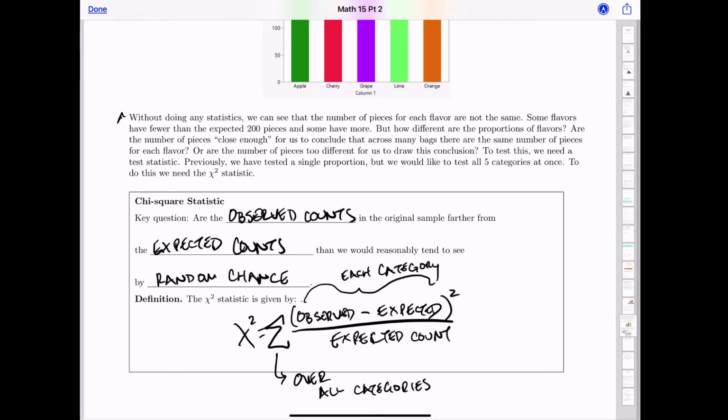So we're taking the difference in count between the observed value and the expected value and squaring that value and then dividing by the expected count in that category. Then we do that for each category, add them up, and that is our chi-square statistic.